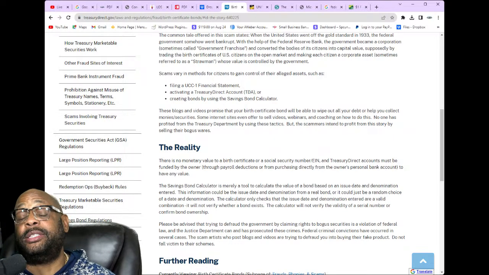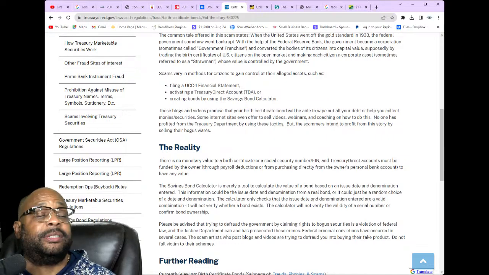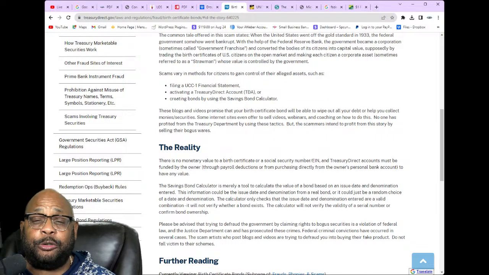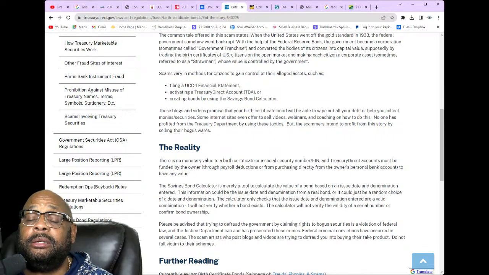And money is created in this system through the creation of debt. This is a debt-based system. So anytime that you can collateralize property and make an obligation through contract on it, you've created value. You've created money.